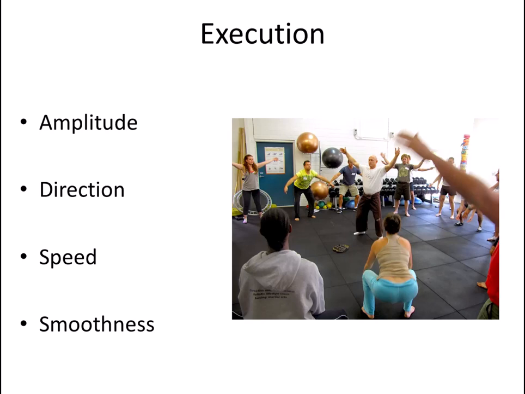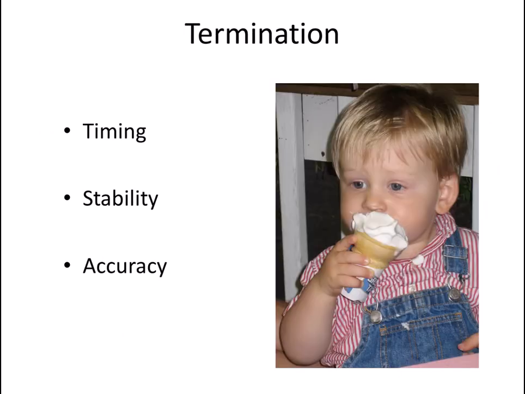And again, when we get to the task analysis portion of the course next week, we'll talk a whole lot more about looking at the execution of movement. The final stage of movement is going to be termination. Termination requires timing, stability, as well as accuracy. And again, any patient population could have difficulty with the termination of an activity. Parkinson's patients for sure, patients with cerebellar disorders, as well as patients that have had brain injuries and strokes.